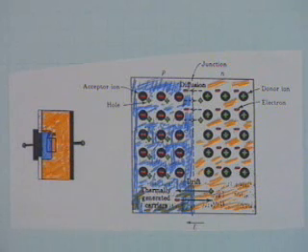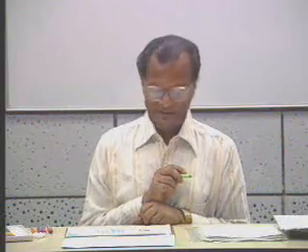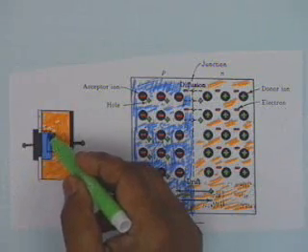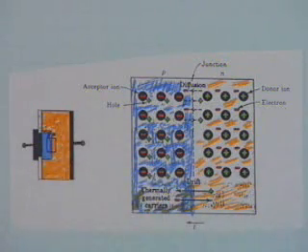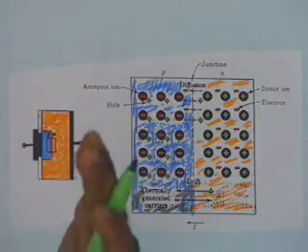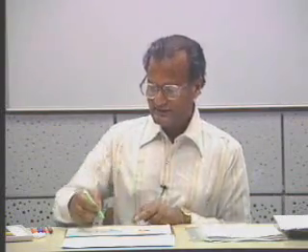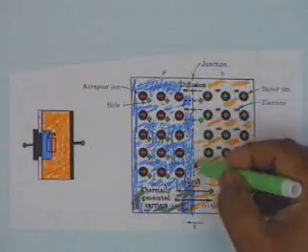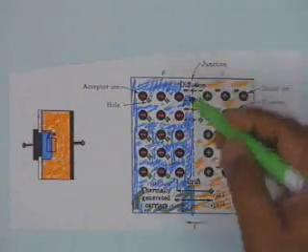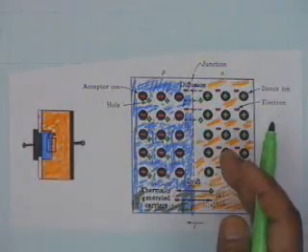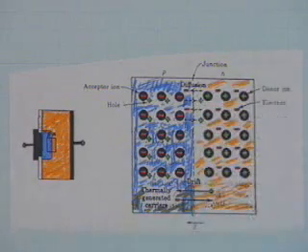We assume that the metallurgical junction is an abrupt junction, that is, the region separating P and N is a sharp plane. Actually it is not so, it is of non-zero thickness, but most of the theory is built around this, that we have an abrupt junction. This dotted line here separating blue and orange is the junction.